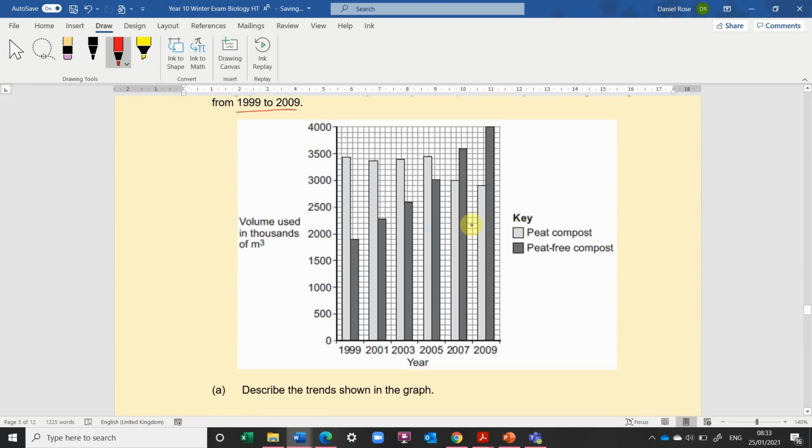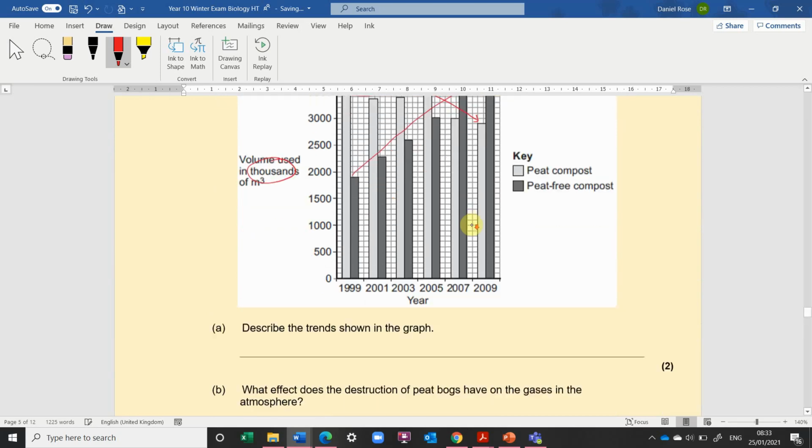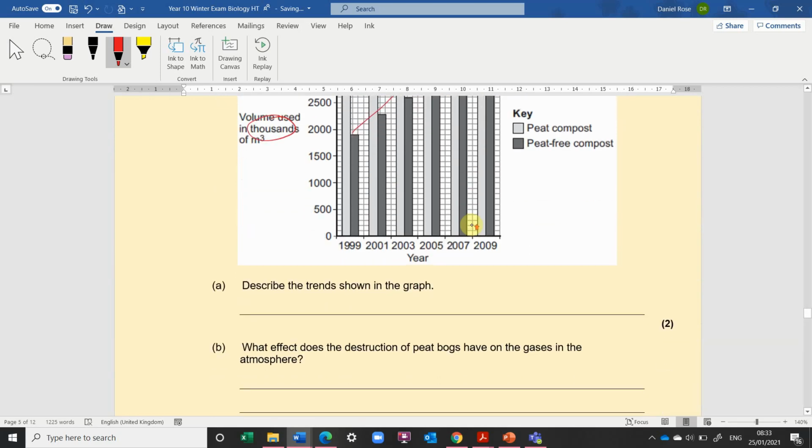Again, just look at the graph. What's the general trend? Well, it looks fairly flat. Don't worry about little fluctuations, but do look at significant changes. And then this one is a steady increase. Volume in thousands of meter cubes. So describe the trend shown in the graph.